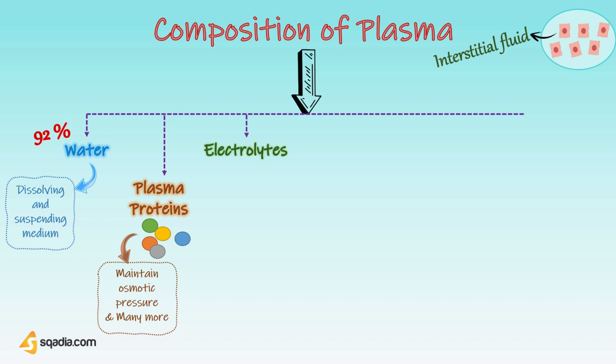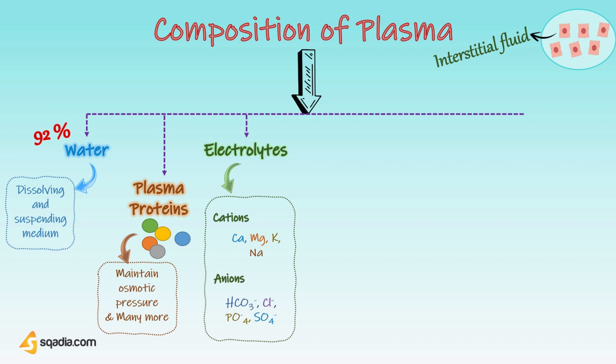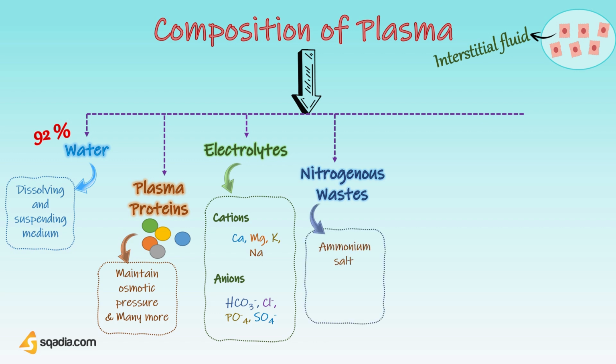Electrolytes can be cationic, or positively charged, which include calcium, magnesium, potassium, and sodium, and anionic, or negatively charged, which include bicarbonate, chloride, phosphate, and sulfate. Other than these, plasma also contains some nitrogenous wastes that are the byproduct of various cellular processes. They mainly include ammonium salts, creatinine, urea, and uric acid.